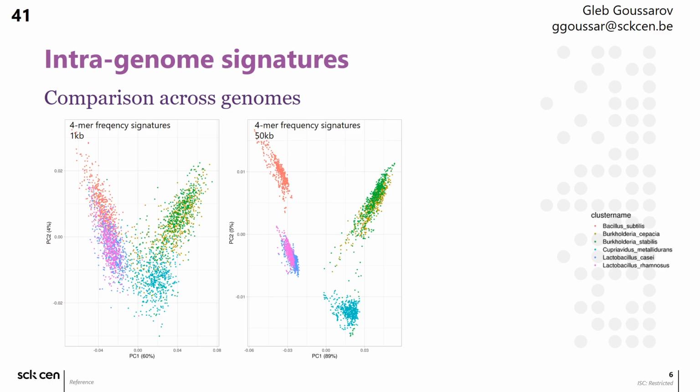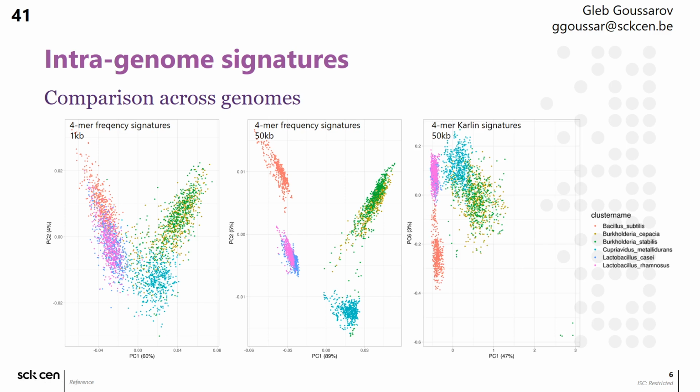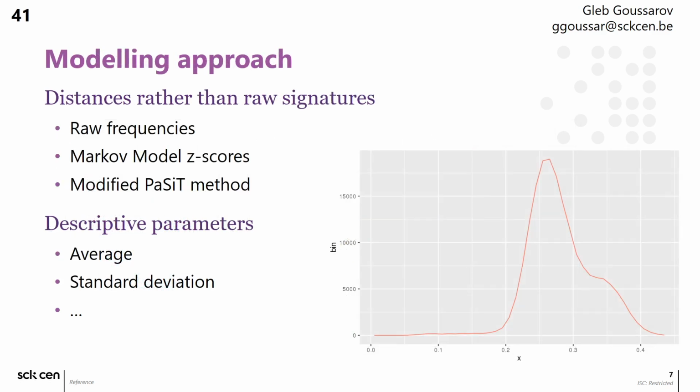With a length of 1 kb, different species are hardly distinguishable from each other. But with a length of 50 kb, the species can be distinguished from each other relatively well. Unfortunately, using our own approach mentioned in the previous slide, we found that it doesn't quite work out, because even at 50 kb, the variance is still not enough to distinguish between species.